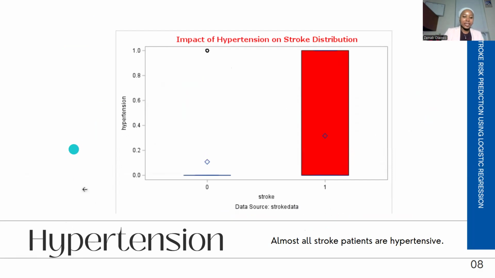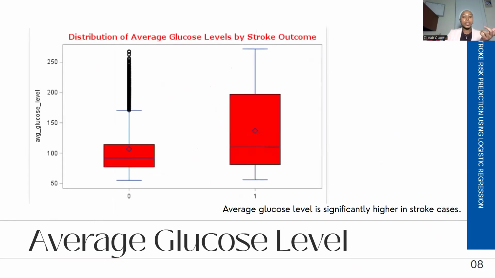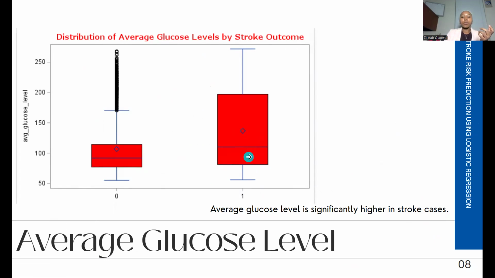And this is a plot for hypertension. Interestingly, almost all stroke patients were found to be hypertensive. It's a full box, almost all of them. Here we have the non-stroke patients, and most of them were not hypertensive. We had some outliers, but they weren't significant enough for us to focus on. Same thing for glucose level. Glucose level is another key predictor the results detected, and as you can see here, the people who had a stroke had a higher average glucose level than the people who did not.